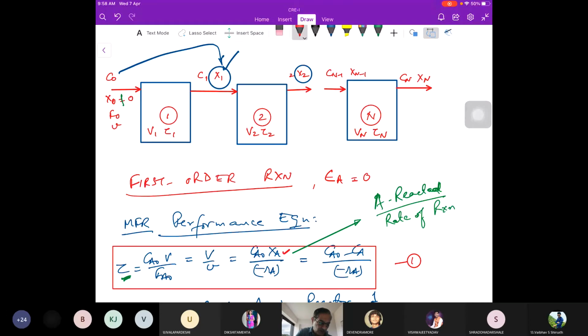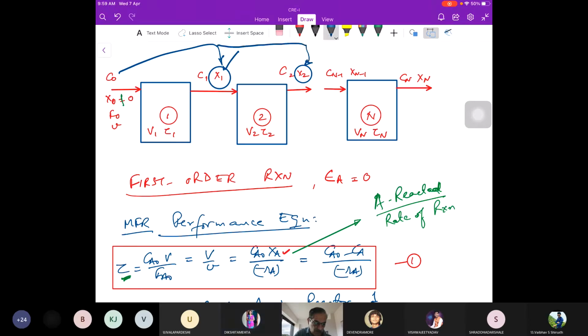Conversion is always based on feed. It is not based on inlet concentration. ये पहले भी एक बार हम डिस्कस कर चुके थे, राइट? याद आ रहा दीक्षिता? Yes, sir. So it is conversion.